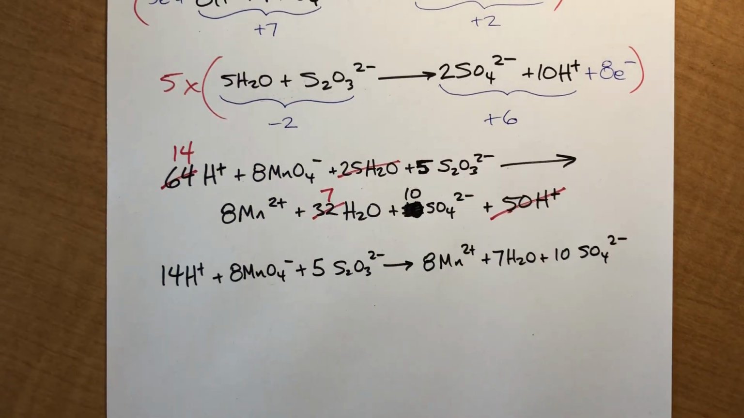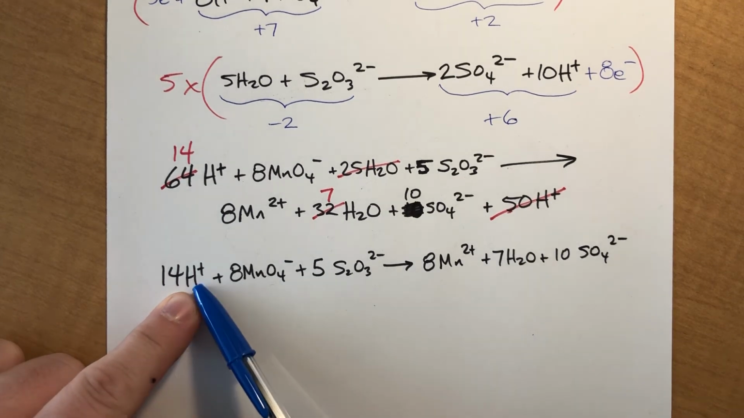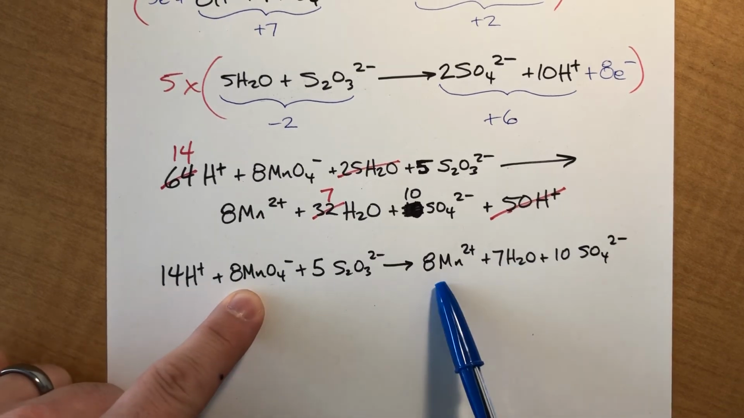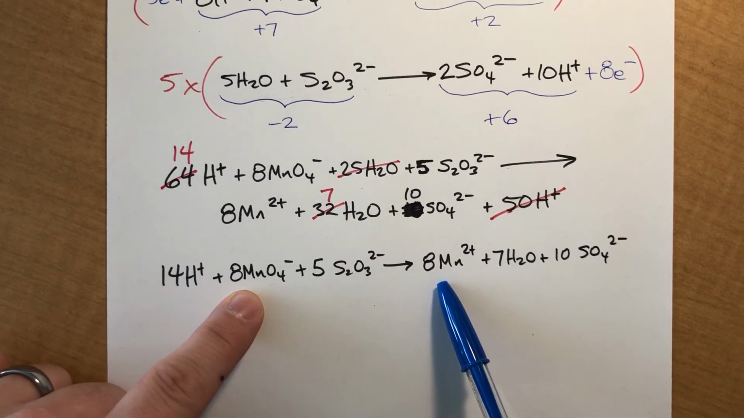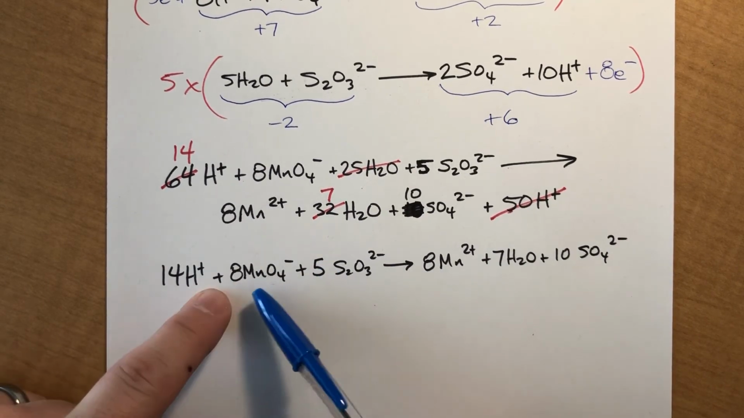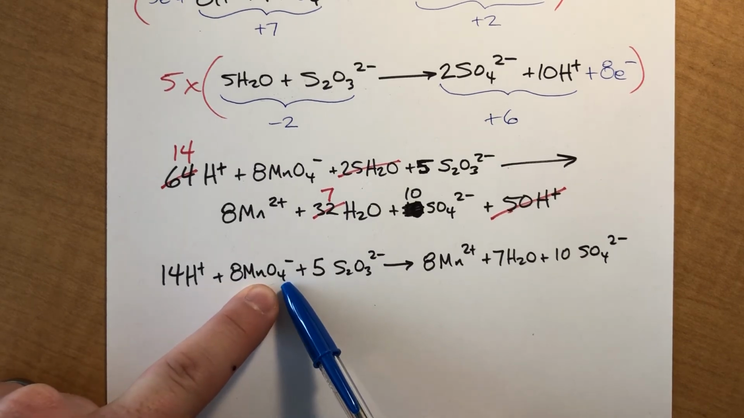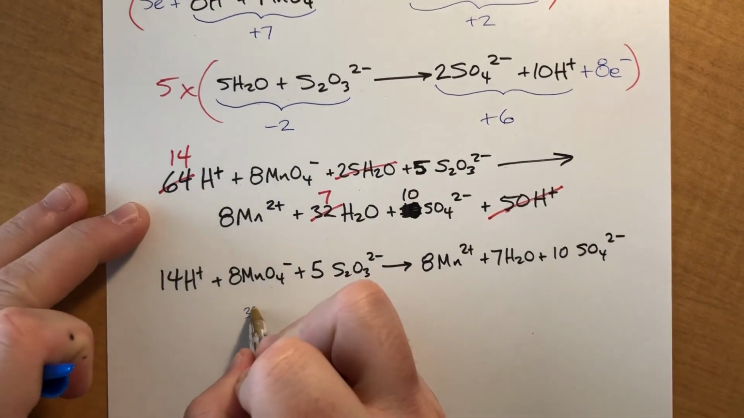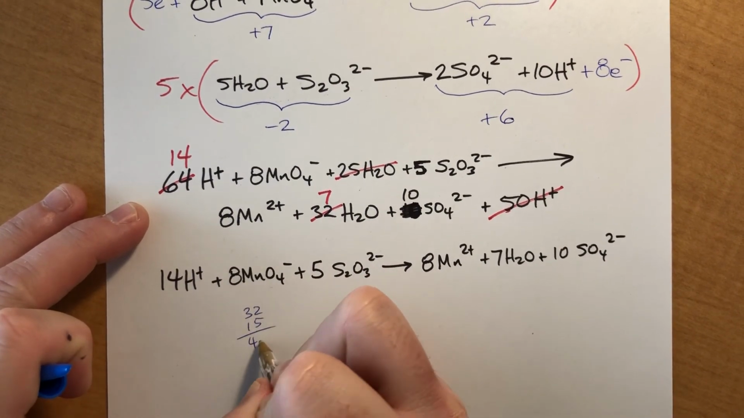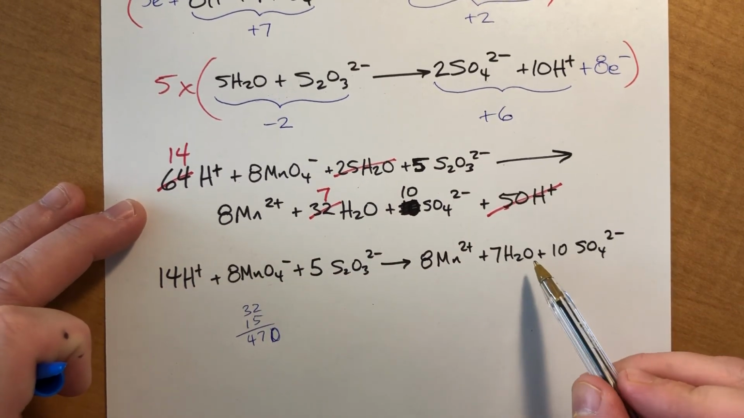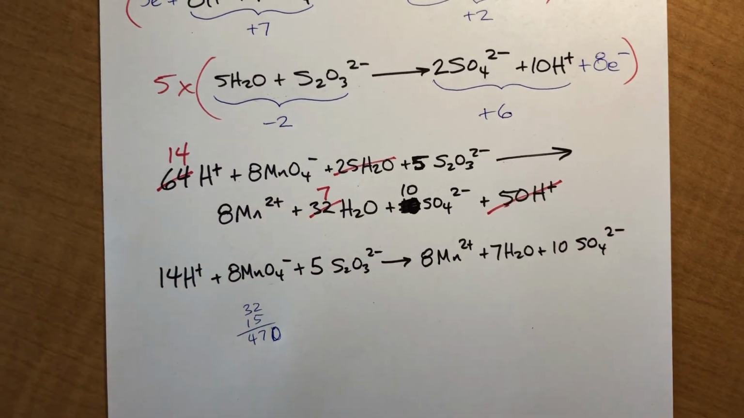This is technically the answer, but let's double check everything. Okay, we have 14 hydrogens, no more hydrogens on this side. 7 times 2 is 14 hydrogens. 8 manganese, 8 manganese. We'll deal with oxygens in a minute. 10 sulfates, 10 sulfates. Oxygens, we have 8 times 4 is 32, plus 5 times 3, 32 plus 15, so we should have 47 oxygens. Over here we have 10 times 4 plus 7, so 47. Okay, so that looks good.